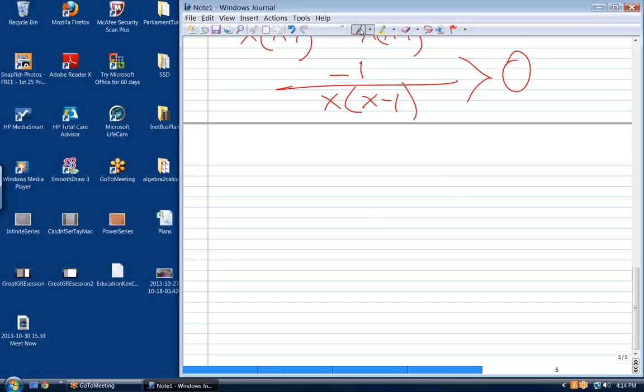Now we can use critical points and figure out what values of x make this thing greater than 0. What are my critical points? 0 for this one, and 1. Just those.